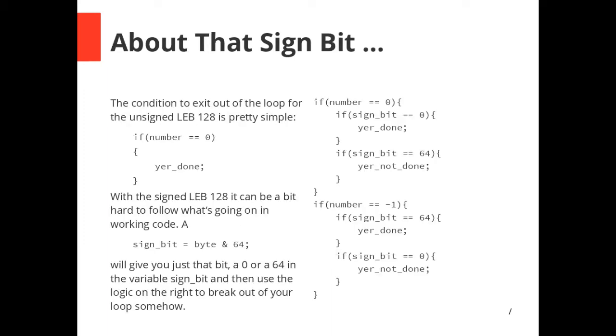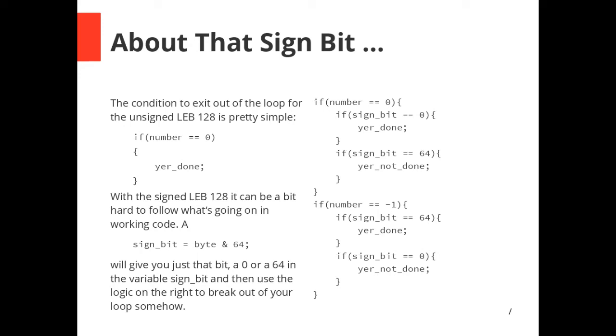So the condition to exit out of the loop for unsigned LEB 128 is pretty simple. If the number is 0, you're done and you can just move on. With a signed LEB 128 number, you need to check that bit to see if you need to grab another 7 bits for padding.